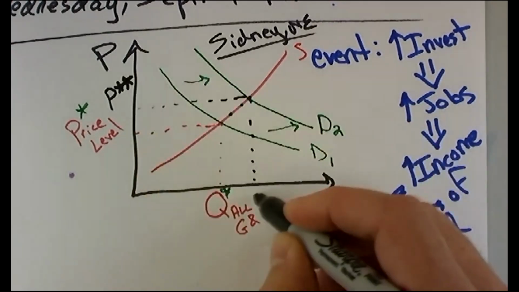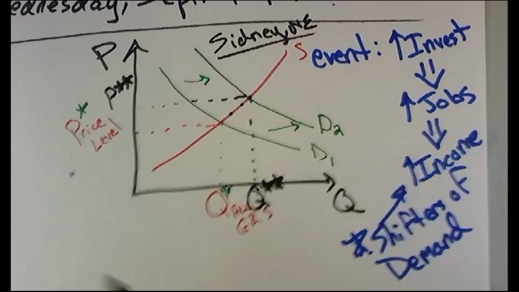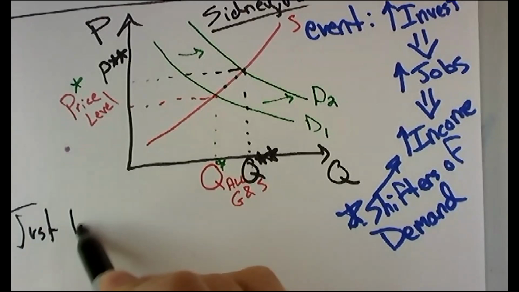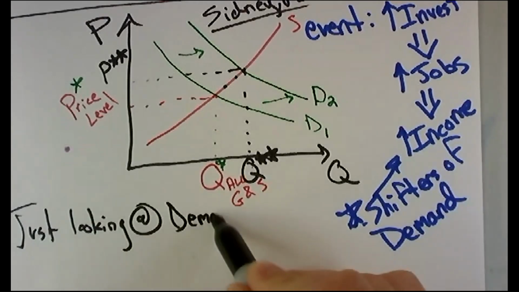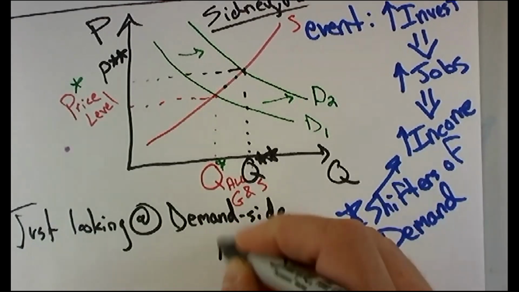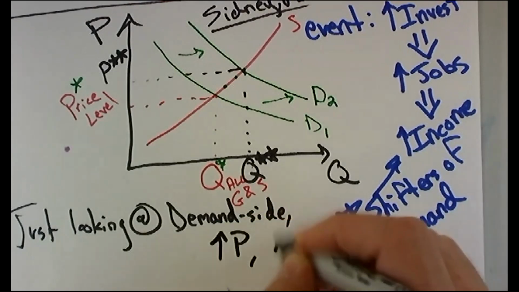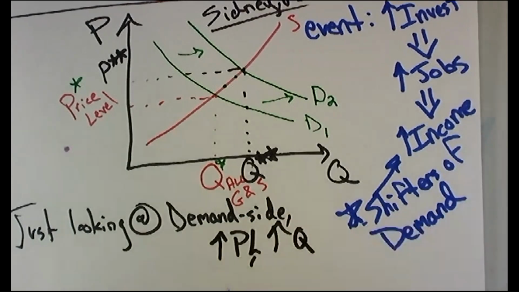So just looking at the demand side effects, there's going to be an increase in the price level and an increase in the quantity of all the goods and services. So the local economic activity in Sydney is going to increase as a result of this.